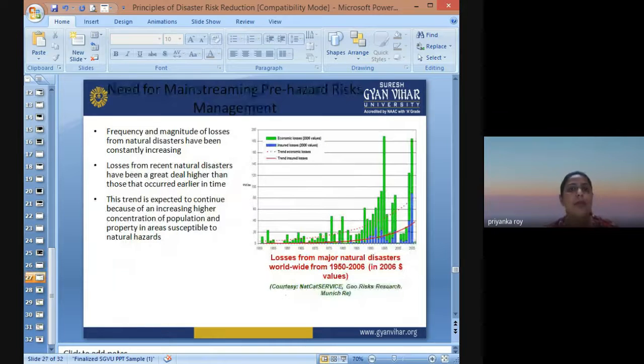So the need for mainstreaming pre-hazard risk management is that the frequency and magnitude of loss from natural disasters have been constantly increasing. The losses of recent natural disasters have been a great deal higher than other losses that had happened. This trend is expected to continue to rise, with a concentration of population and property in areas that are susceptible to natural hazards.